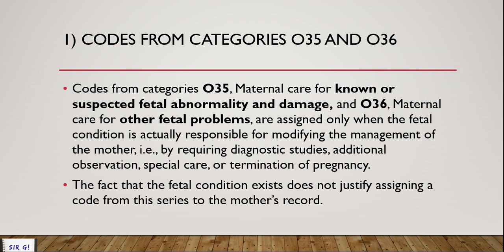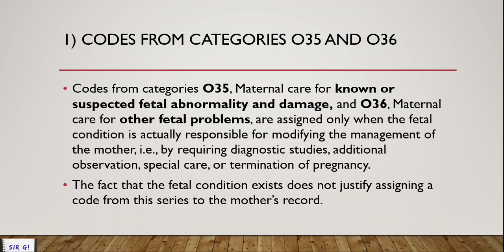So you have your codes from O35 and O36. A code from category O35 is maternal care for known or suspected fetal abnormality and damage. O36 is for any other fetal problems. The concern here is the fetus. The fetus may suffer abnormality and damages, but it is still coded under your O35 and O36 because the management should always be done to the mother.